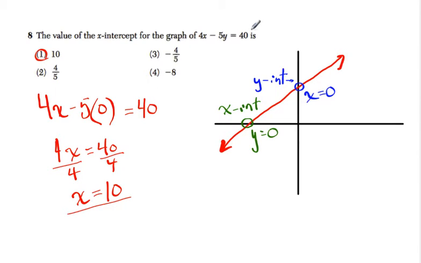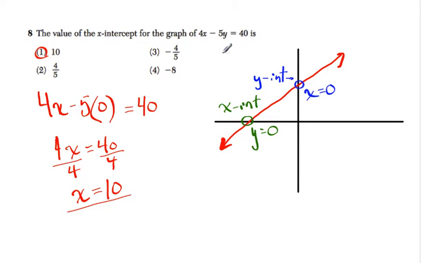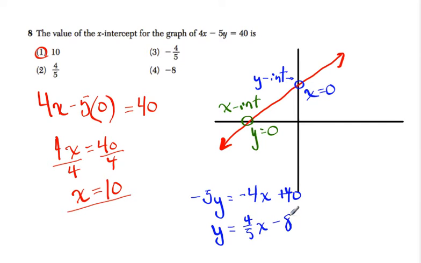The other way of doing this, like I mentioned earlier, you could have gotten it into slope-intercept form. Obviously a lot more work, but in case you were panicking and you didn't know how else to do this, you would divide out the -5. You would get 4/5 x minus 8. So right away you can see the y-intercept is -8, which happens to be a choice.